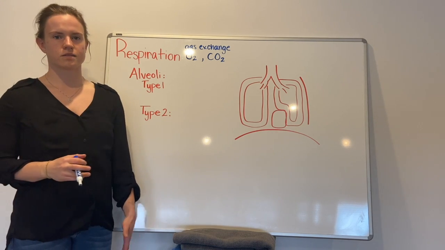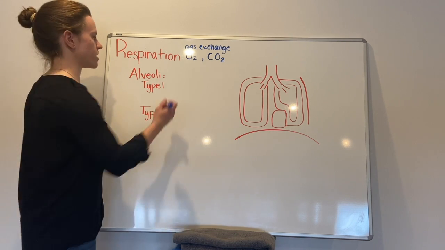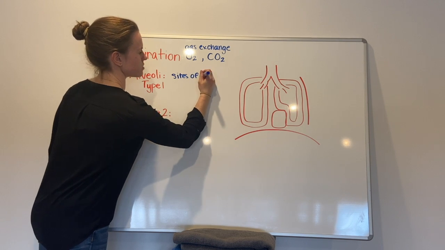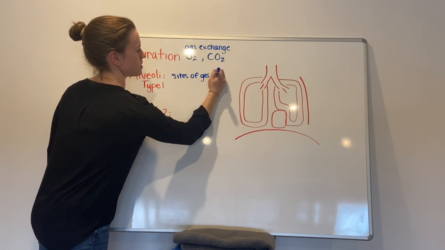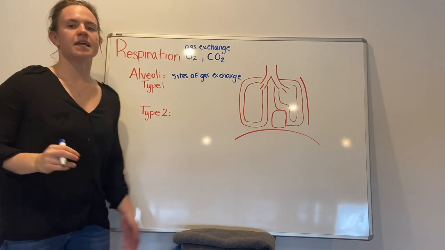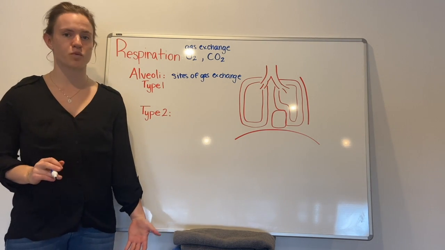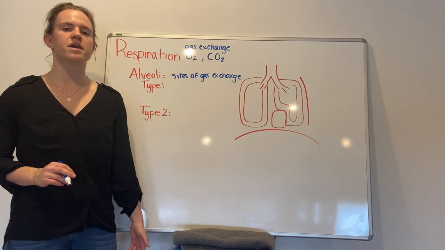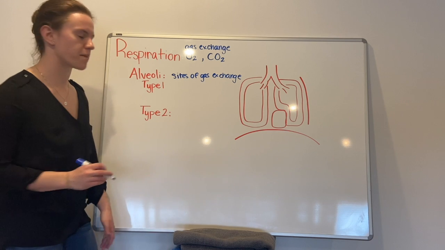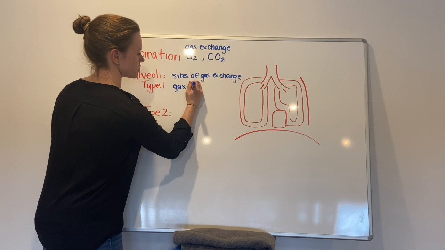So inside of our lungs, we have these little sacs called alveoli, which are the main sites of gas exchange. So our alveoli are the sites of gas exchange. Inside of our alveoli, we have two types of alveolar cells. We have type 1 cells. These make up most of the cells that we have inside of our alveoli, and these are where gas exchange actually happens. So type 1, we have gas exchange.